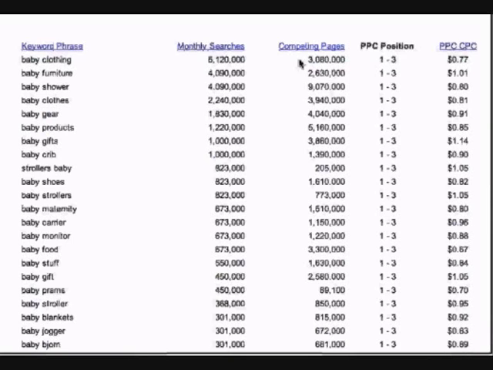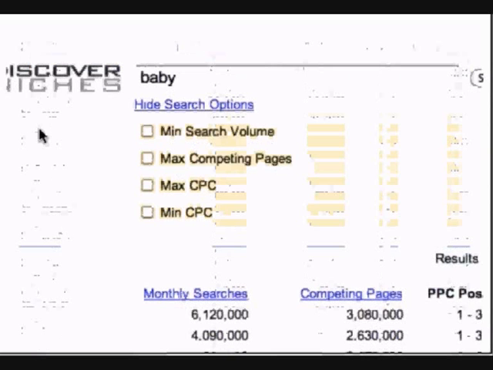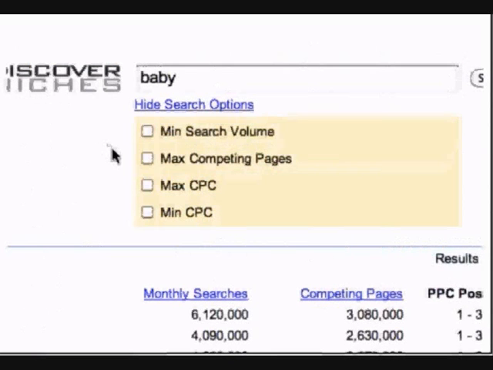And so baby clothing, while that may not be the keyword, it's certainly a huge niche, as we can tell from the number of monthly searches, and we can use baby clothing and go find other keywords that we could enter into that niche. But we can also use Discover Niches to be a little more sophisticated, okay? So let's say we want to look at just the very low competition. So let's get rid of baby, and let's say we want to look at keyword phrases and things that are being sold online where there's only 10,000 competing phrases, okay?